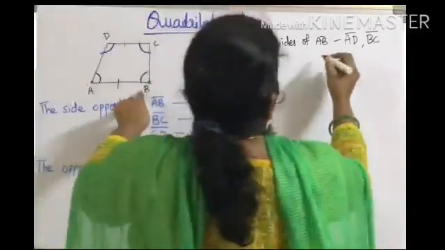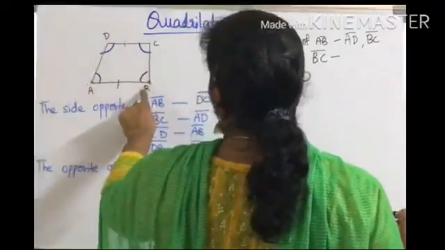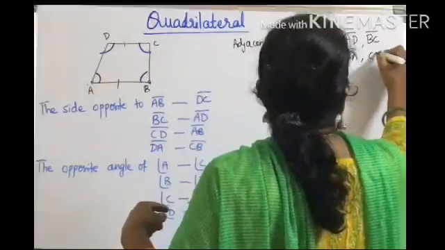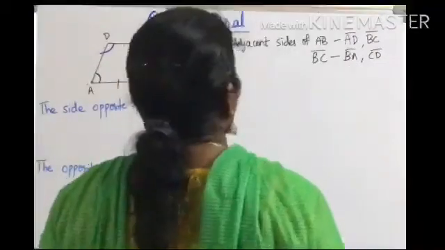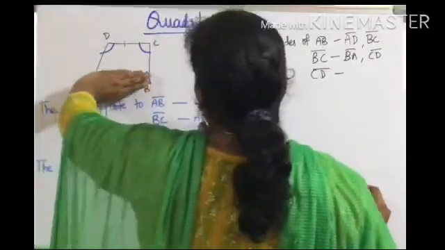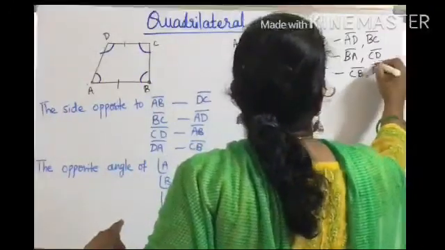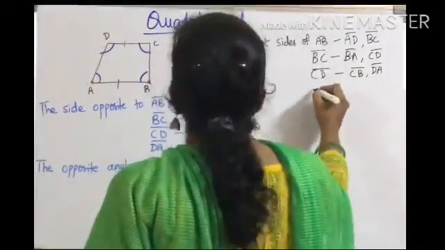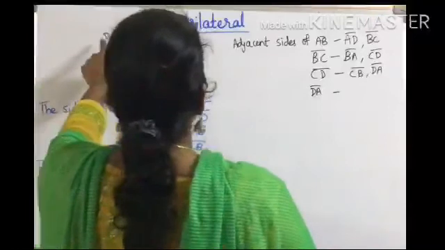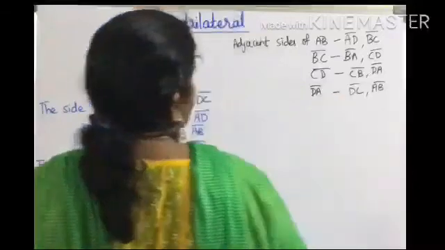Now, can you say what are the adjacent sides of BC here? This is the opposite. The other two sides are what? BA and CD. BA and CD are the two adjacent sides of BC. Now, can you say what are the adjacent sides of CD? Leave that opposite. CB and DA are adjacent sides of CD. Now what are the adjacent sides of DA here? If you take DA, CB is the opposite side. So DC and AB. DC and AB are the adjacent sides of DA.